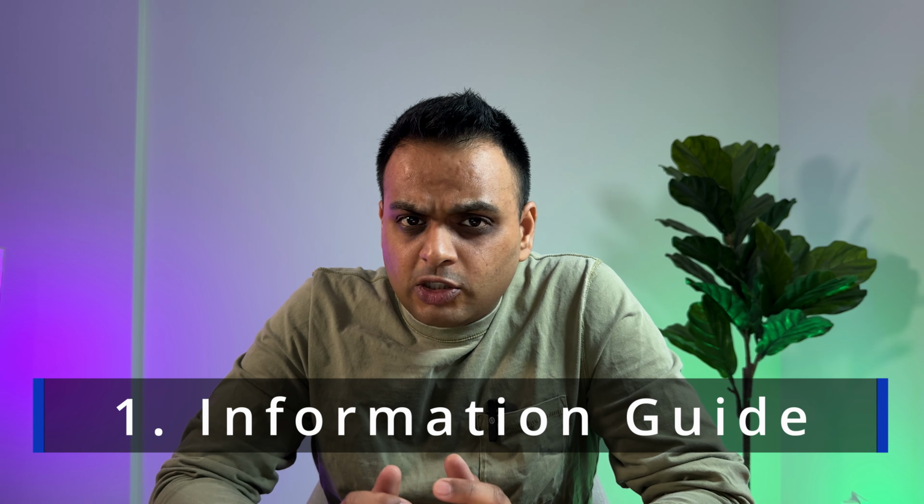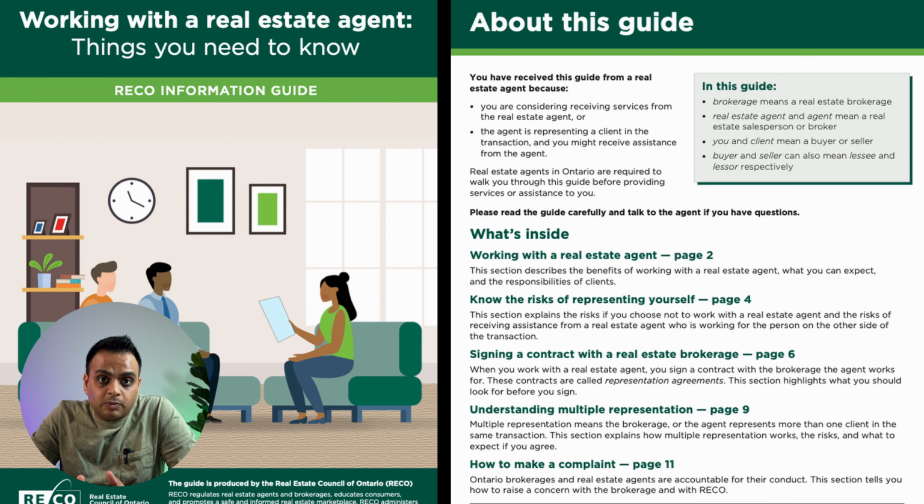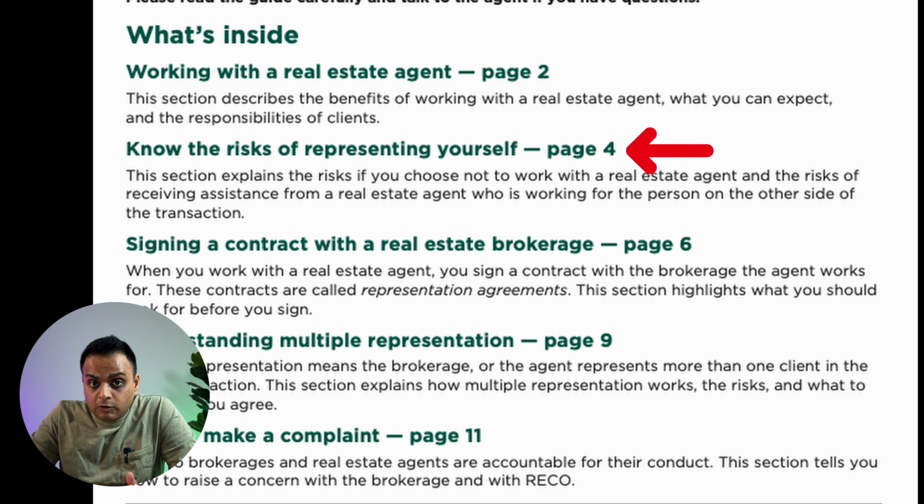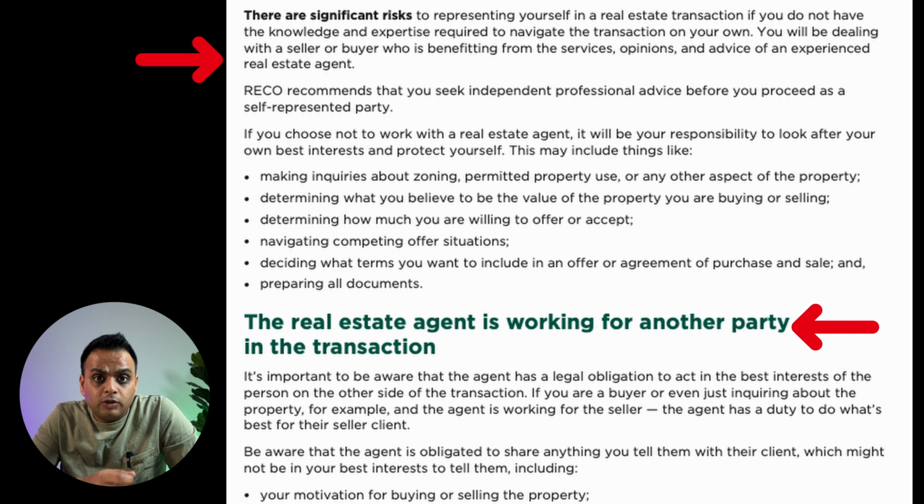So starting with the first one, the information guide. It's essentially a 13-page document which explains your options while buying real estate. You can either choose to represent yourself or choose to hire a real estate agent while buying or selling a house. It also gives you a breakdown of all the pros and cons based on the decision you make. So make sure to review this document before starting your search. Your realtor would talk about this document during your first consultation meeting, as the government has made it mandatory to provide and explain this document.